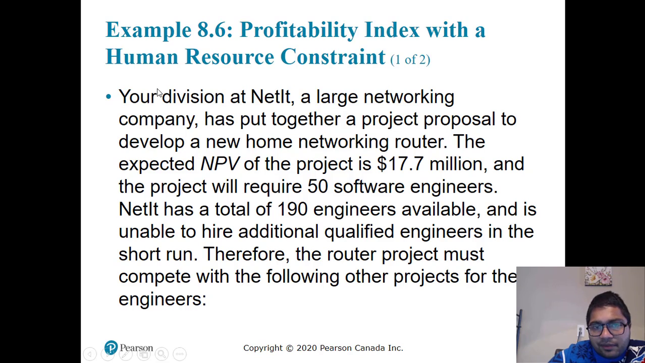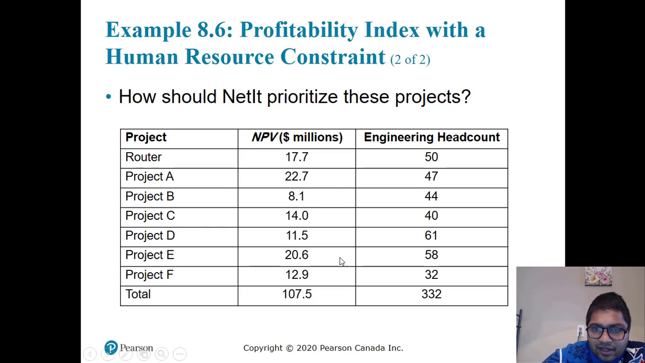So they have given an example. Your division, Net IT, a large networking company, has put together a project proposal to develop a new home networking router. The expected NPV of the project is 17.7 million and the project will require 50 software engineers. Net IT has a total of 190 engineers available and is unable to hire additional qualified engineers in the short run. Therefore, the router project must compete with the following projects for these engineers.